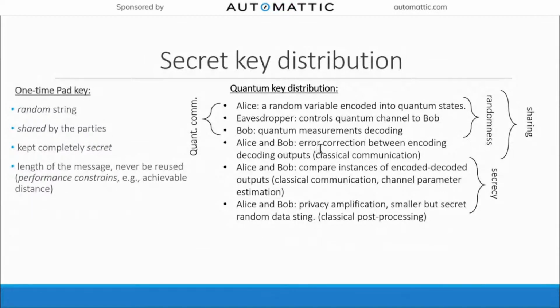Then Alice and Bob apply error correction between the two strings, because Alice has the encoded variable and Bob has the decoded variable through the measurements, so that we now have a shared string. But then, what about the secrecy? Let's say that Alice and Bob sacrifice some instances of the encoded variable and decoded variable, and they can compare them.